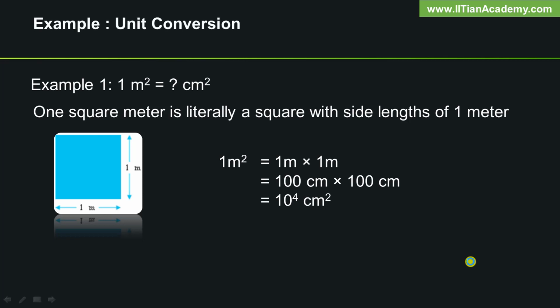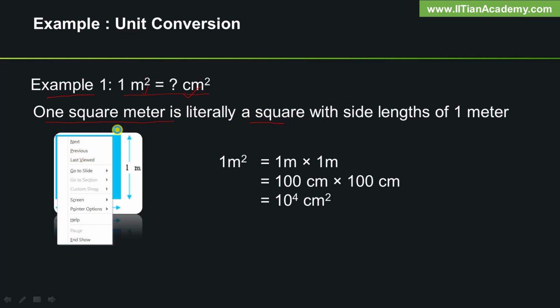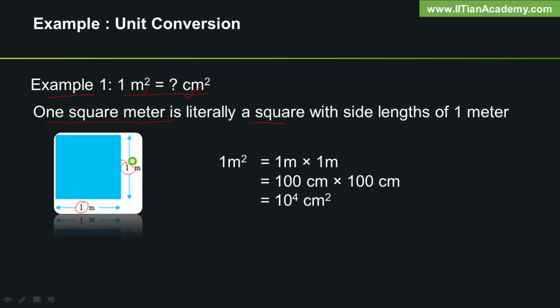Here, we will see an example of how units of area are converted. We will convert meter square into centimeter square. Now, 1 square meter is literally a square with side lengths of 1 meter. We have memorized that 1 meter is equal to 100 centimeter, hence 1 meter into 1 meter becomes 100 centimeter into 100 centimeter. Now, 100 into 100 is 10 to the power 4, as 100 is 10 to the power 2. Hence, 1 meter square is 10 to the power 4 centimeter square.